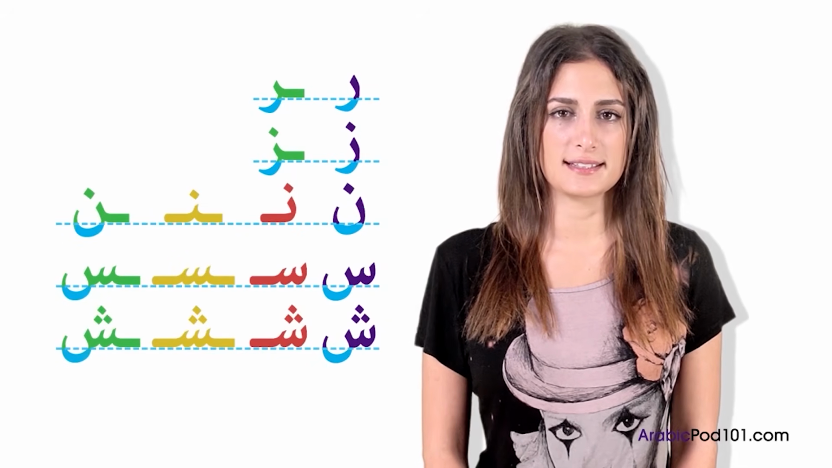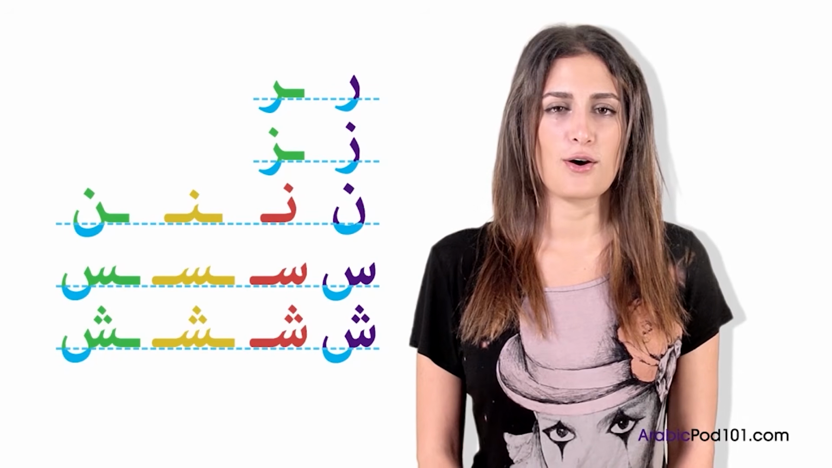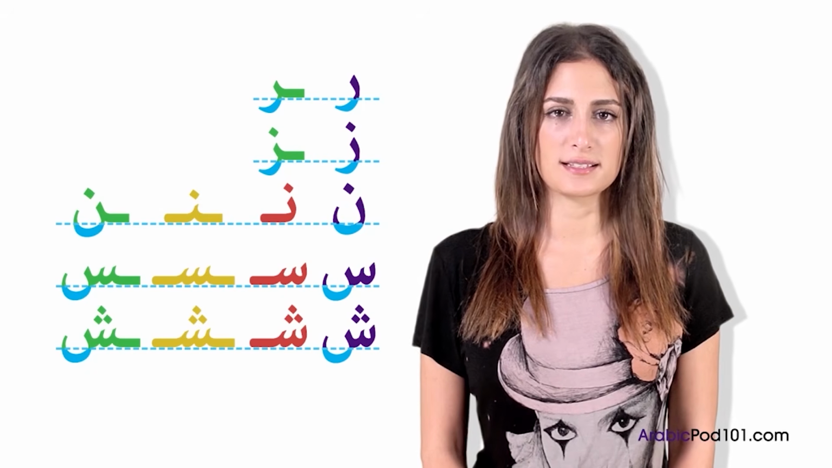Now it's time for Carol's tips. Taking note of letters that dip beneath the line and letters that don't can help improve your handwriting. The letters we learned so far that dip beneath the line are ra, zain in all their forms, and noon, sin, shin in their isolated and final forms. Also, it's best to practice on lined paper, not blank paper, for more structured handwriting.